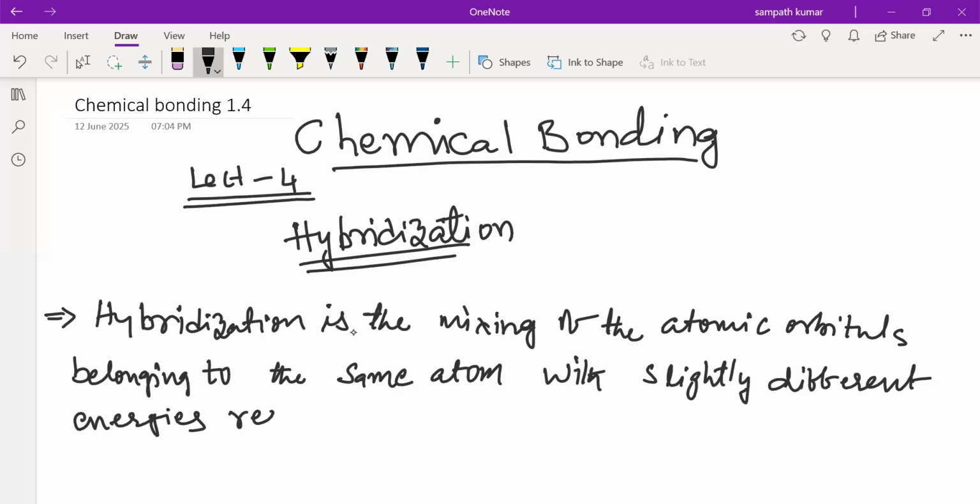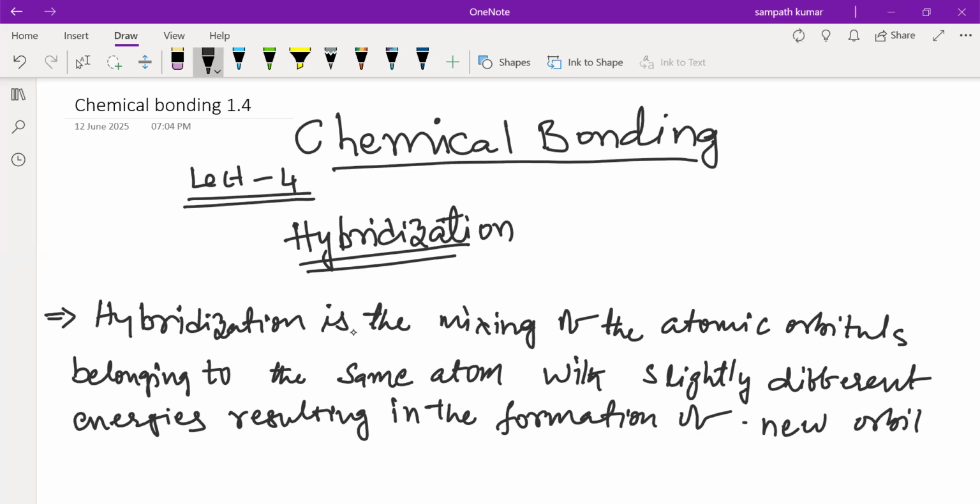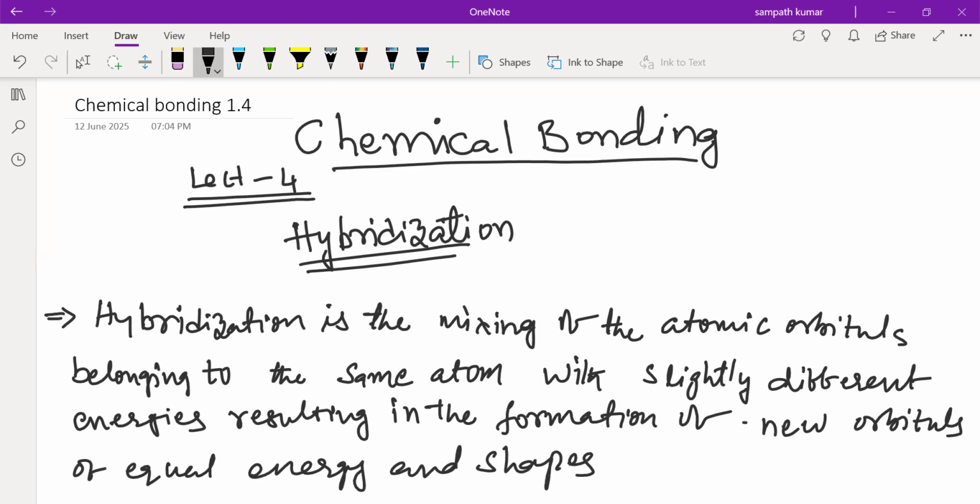The resulting mixing results in the formation of new orbitals of equal energy and shapes. Equal energy and shapes.